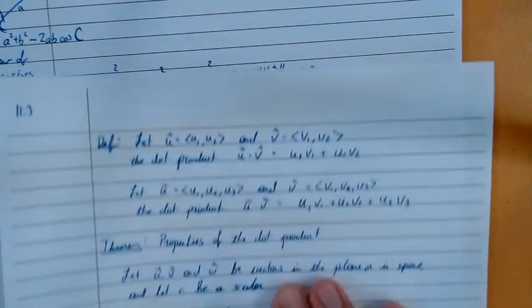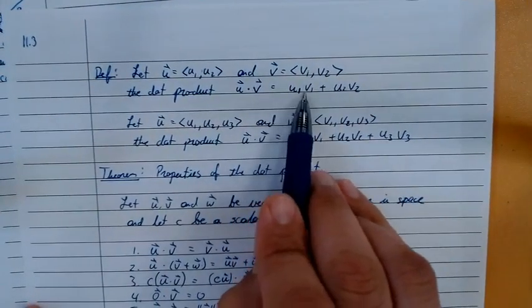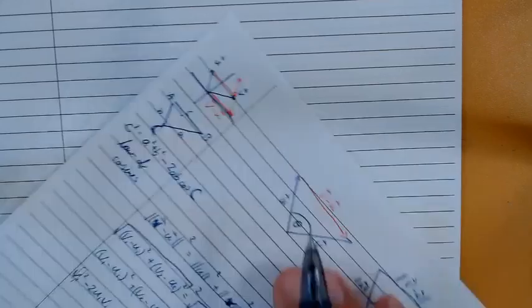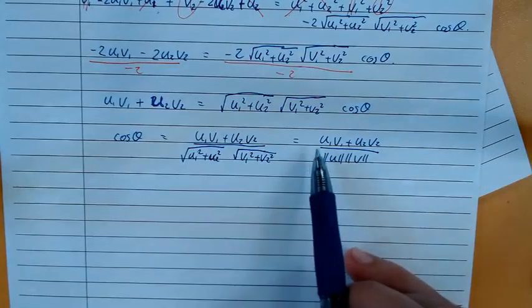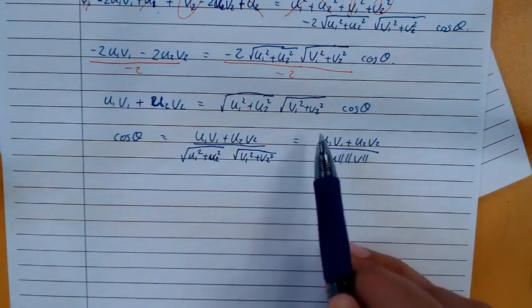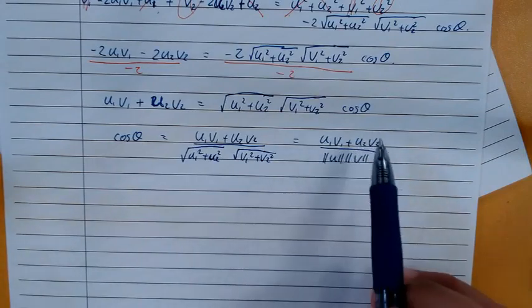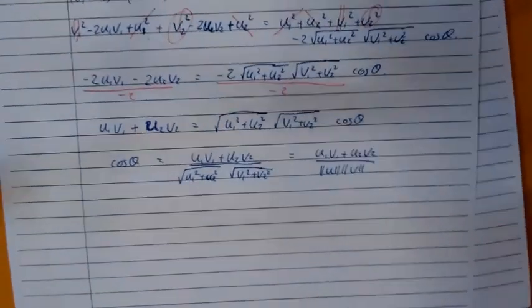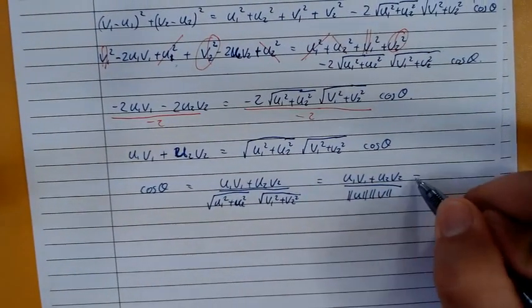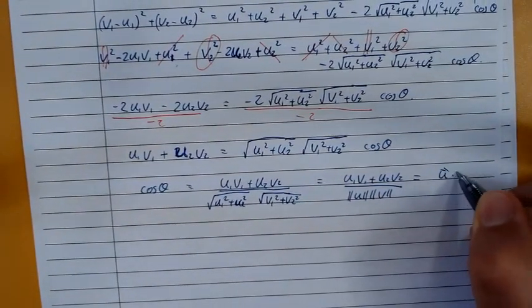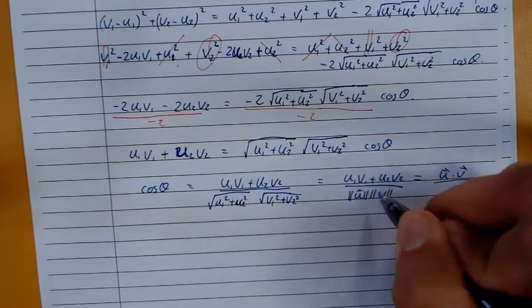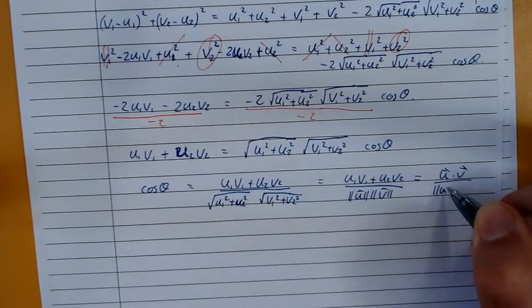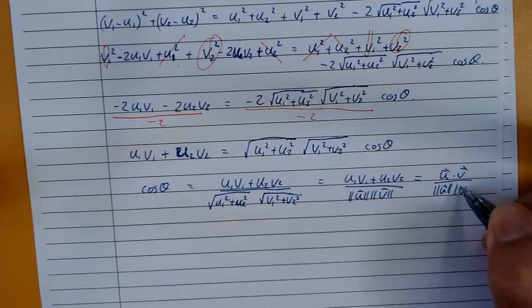That's why our definition is u1v1 plus u2v2. Because that kept appearing everywhere, well, then we may as well give that a name. So we call that the dot product. So this is u dot v over the magnitudes of u and v multiplied together.